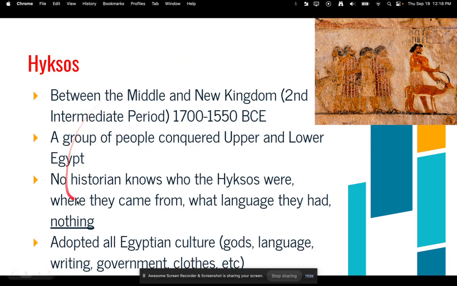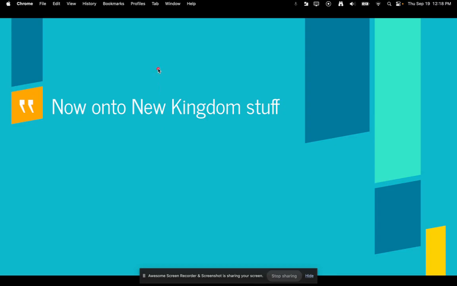I know, crazy. But when they did conquer Egypt, they adopted all of the Egyptian culture, including gods, language, writing, government, clothes, all of those things. So they are a great mystery to historians.